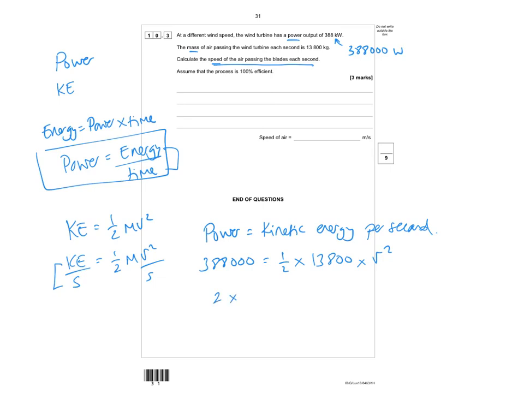and we're trying to find the speed. So that's 2 times 388,000 divided by 13,800, which equals v squared, which is 56.2. So to find the velocity, we need to square root, and that then equals 7.5 meters per second.